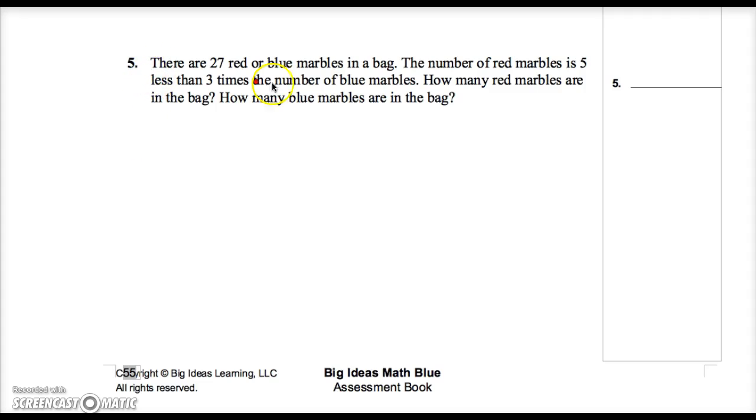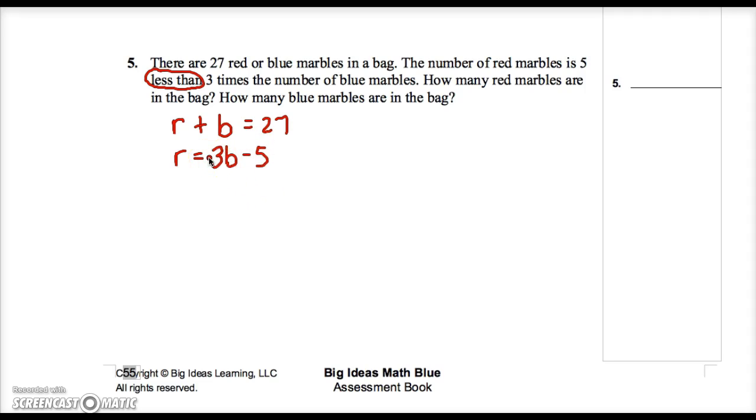So the first thing I want to address is I'm not going to use x and y for my variables. I'm going to use an R for red and a B for blue, so it makes more sense. The first thing I know is there are 27 total marbles in the bag. So my first equation is just going to be me saying that the number of red plus the number of blue has to equal 27. I also know that the number of red marbles is, and remember, is means equals, 5 less than 3 times the number of blue marbles. So remember, anytime we see less than, we're going to subtract, but it's going to be flipped around backwards. So you're going to take 3b minus 5.